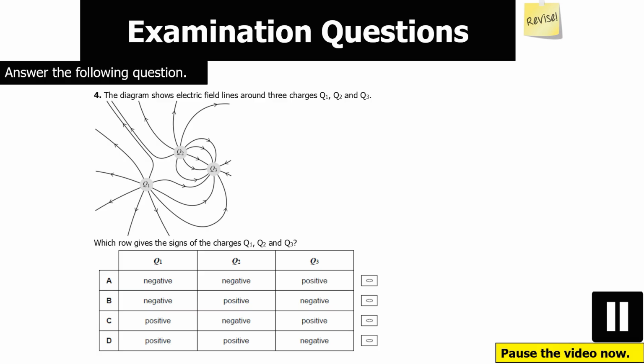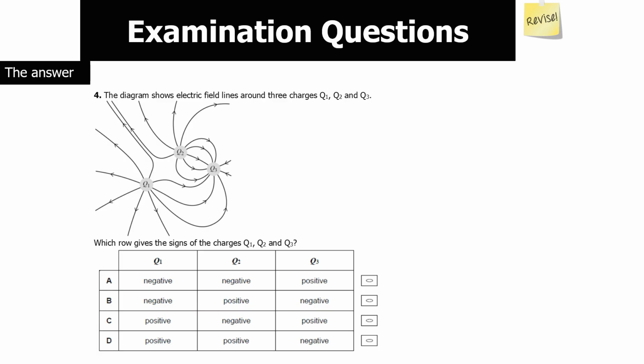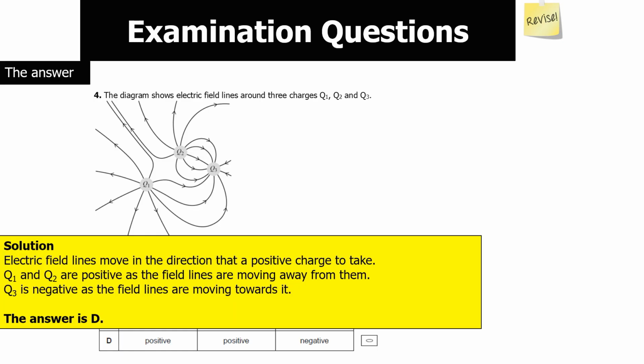So pause the video now, then unpause the video when you want to go through your answer. Right, so how do you answer this question? Well, electrical field lines move in the direction that a positive charge would take. Now Q1 and Q2 are therefore positive because the field lines are moving away from them and positives will repel other positives. Now Q3 is a negative because the field lines are moving towards it because positives want to go to negatives. So our answer is D.